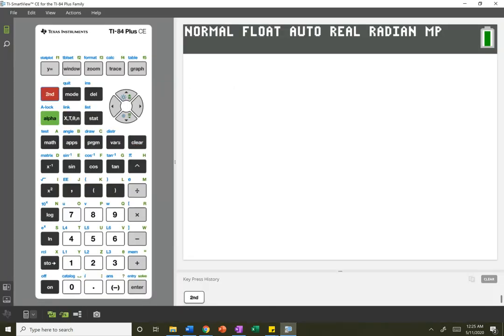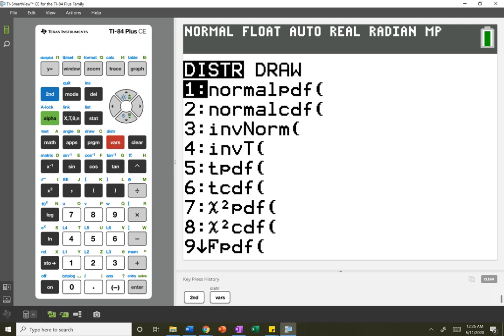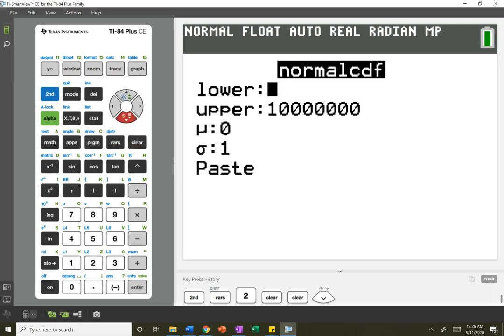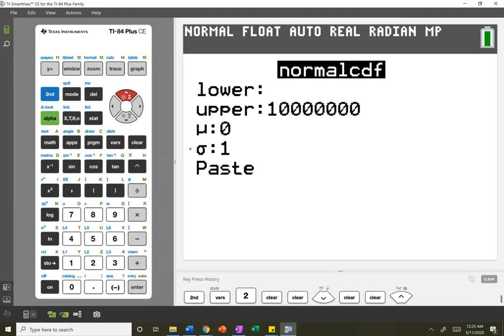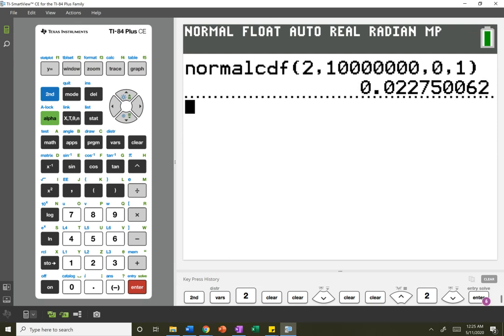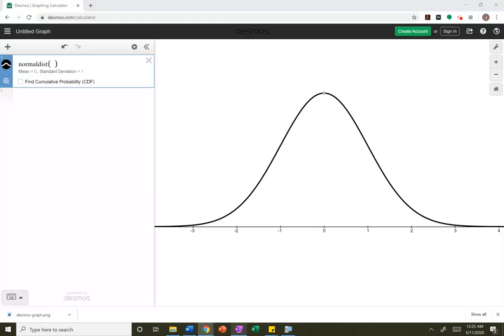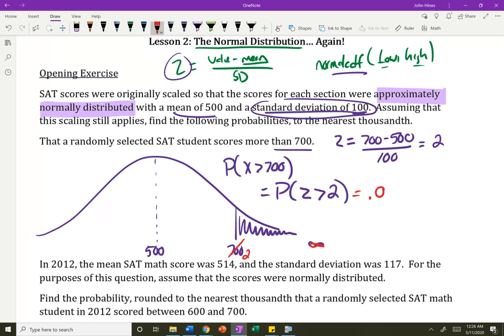So remember, we're not typing 700 into second var's normal CDF. My lower bound is not 700. How low do I go? Well, my z-score here is really 2, and I'm going on forever. So my lower bound is 2, and my upper bound is positive infinity because I'm going on forever. I want to go to 3 places, so 0.023. So this probability here is 0.023. There's a 2.3% chance someone scored higher than a 700.